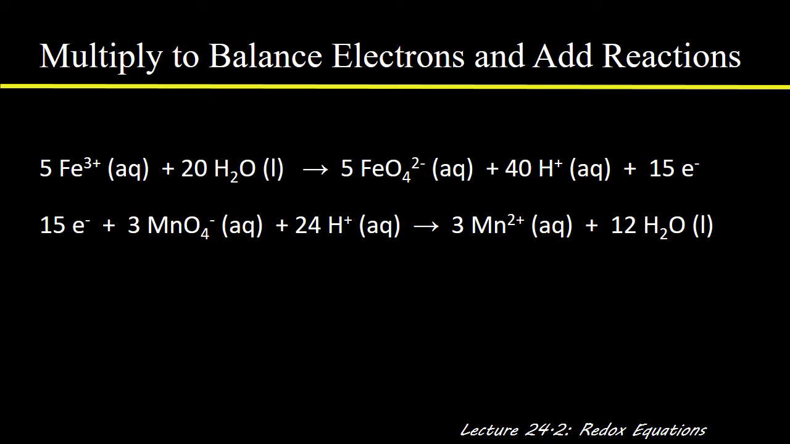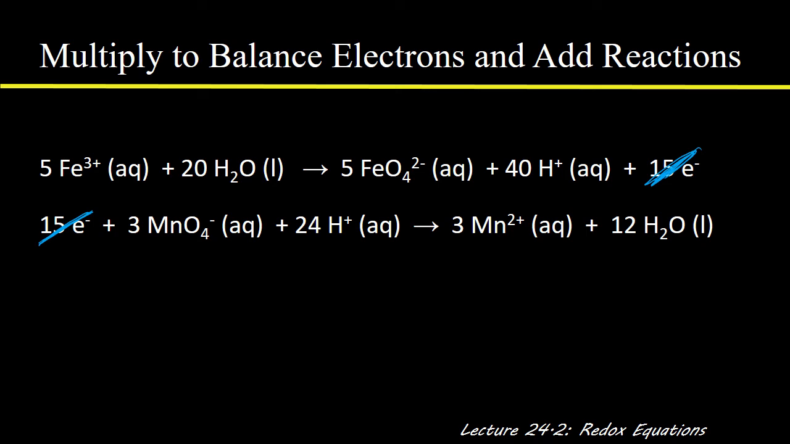The first thing you want to check is to make sure that you have the same number of electrons on both sides, because that was the whole point of the last step. We've got 15 electrons over here, and 15 electrons over here, so we can cancel those out. Then you very often end up with hydrogen ions and or water molecules on both sides, so we want to look at those and see if we can do some canceling.